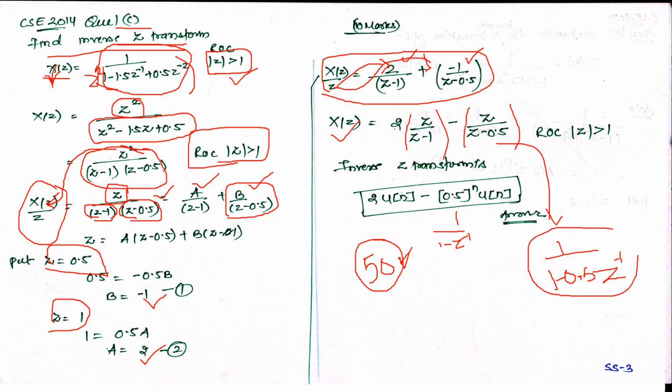From here you can directly write: in this case the coefficient of z inverse is 1, hence you can directly write it is u of n, a step function. In this case the coefficient of z inverse is 0.5, hence you need to multiply with that. So I am writing here 0.5 to the power n u of n. So that is the solution for this.